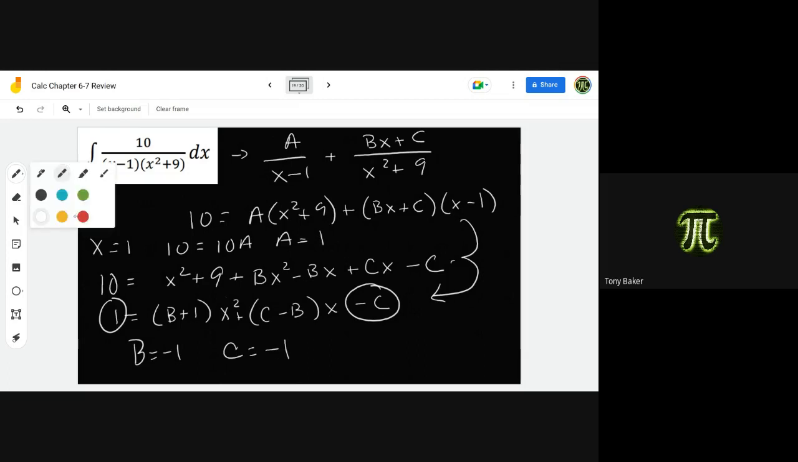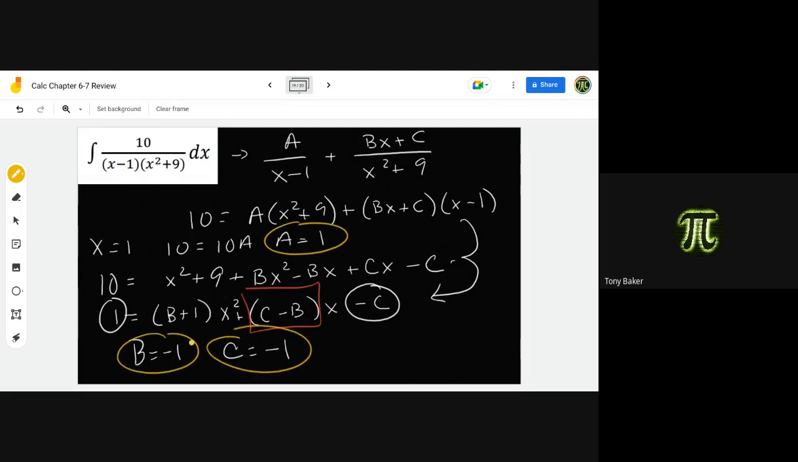And we can check by looking at that one to make sure it works. What's negative 1 plus 1? No, negative 1 plus 1 is 0. And there's no x term, so it works. So I've got A is 1, B is negative 1, and C is negative 1. All right, so everybody to that point? Okay, so now we can write our integral.